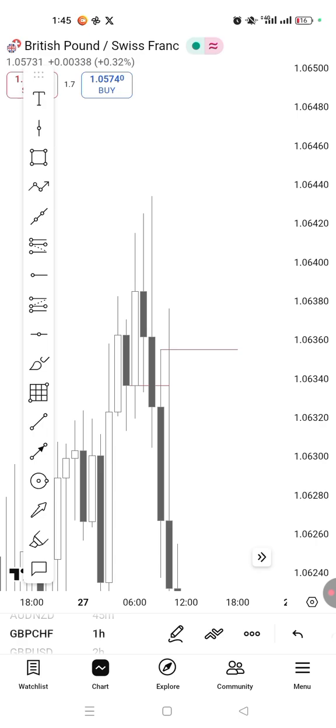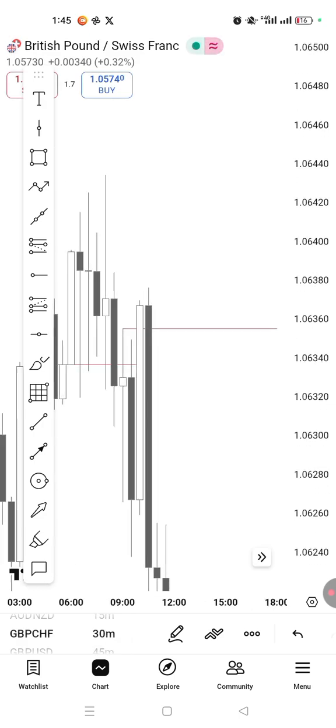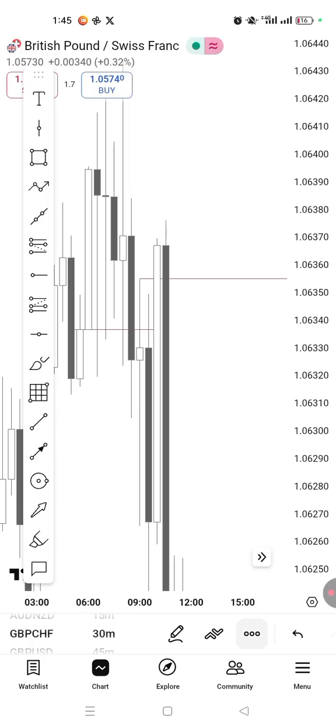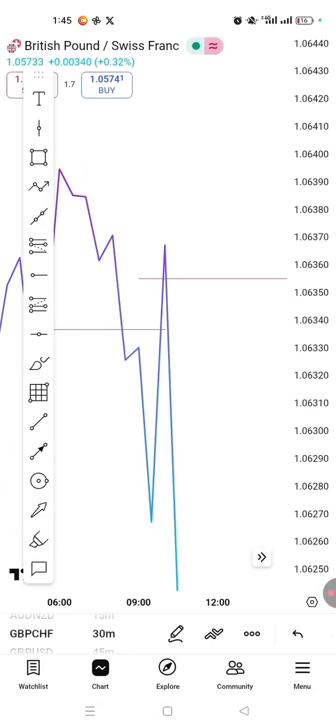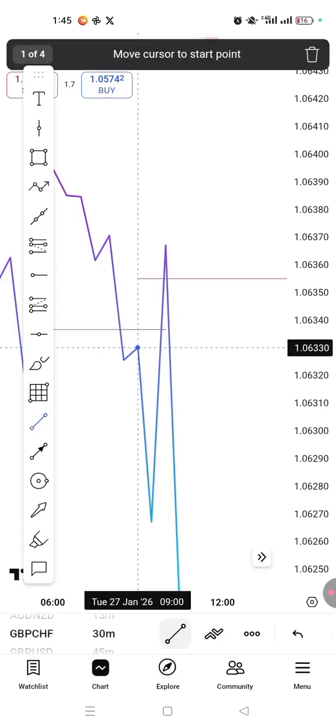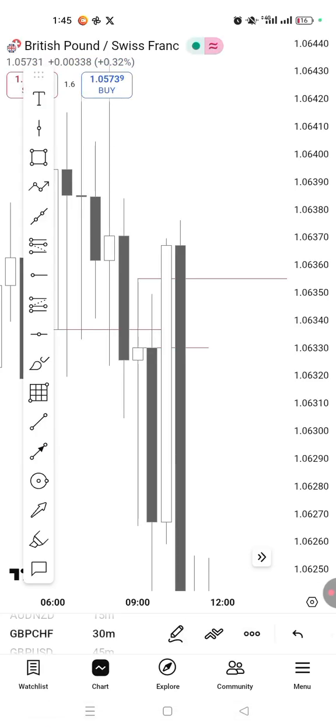If it is a single candle on H1, on M30, I want to see it as a structure. Can you see? If I switch to line chart on M30, it is what? It is a structure. But I'm not going to mark the body, I'm going to mark the wick. So when I saw this, I was like, oh, this is nice.